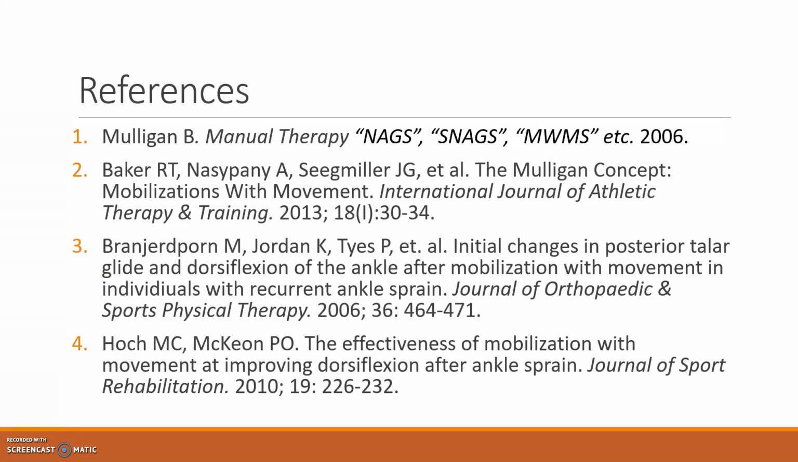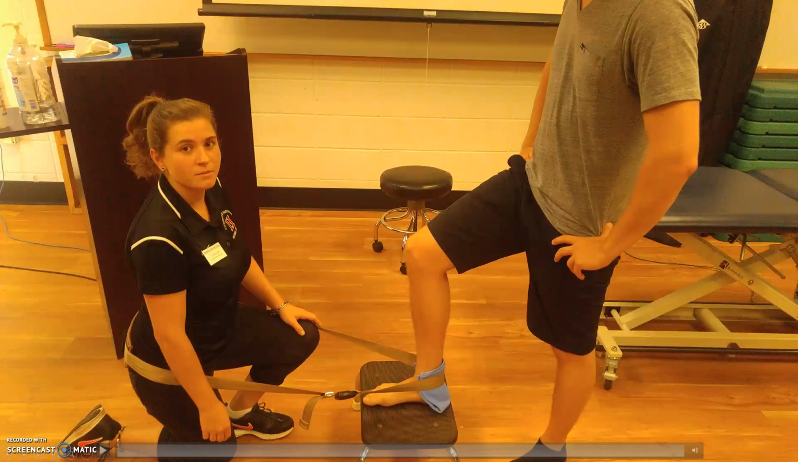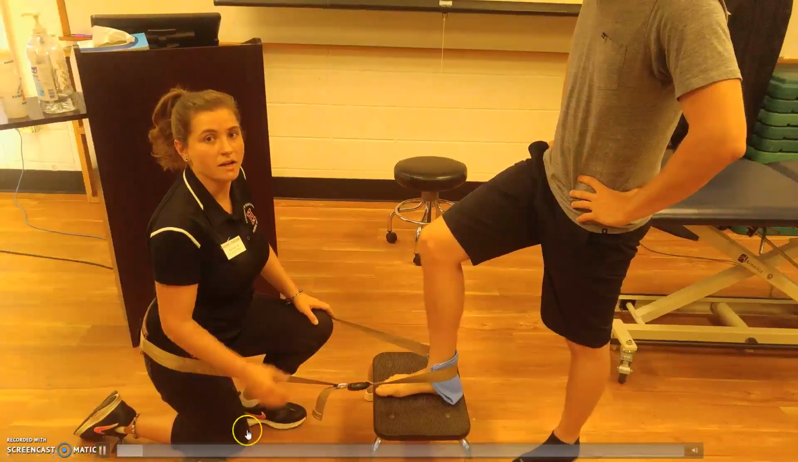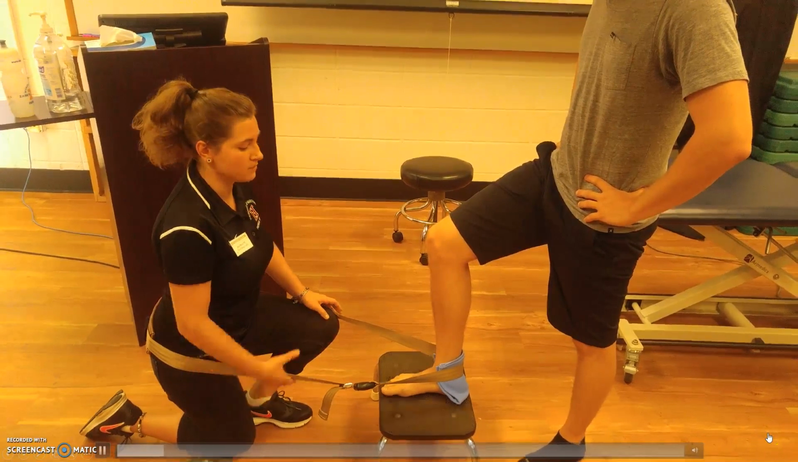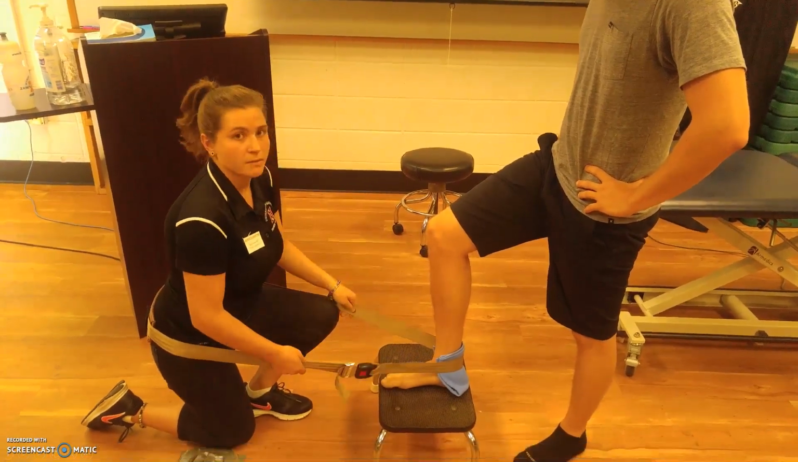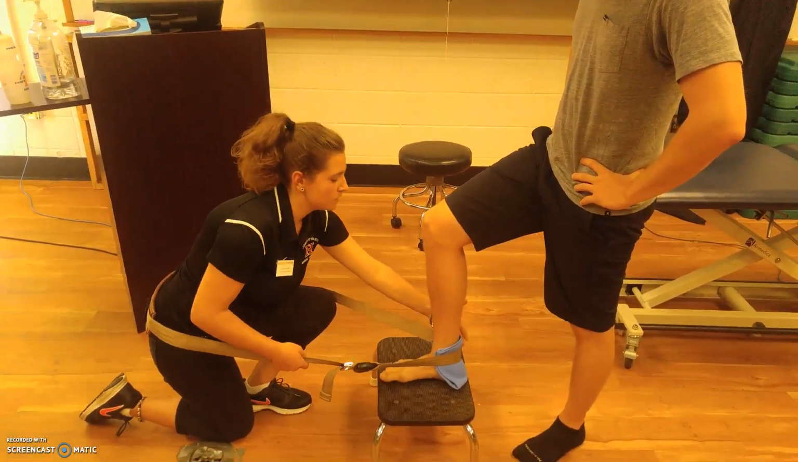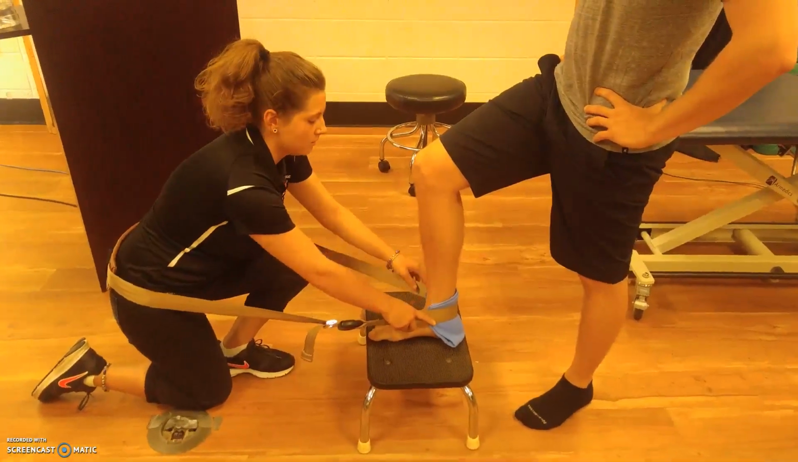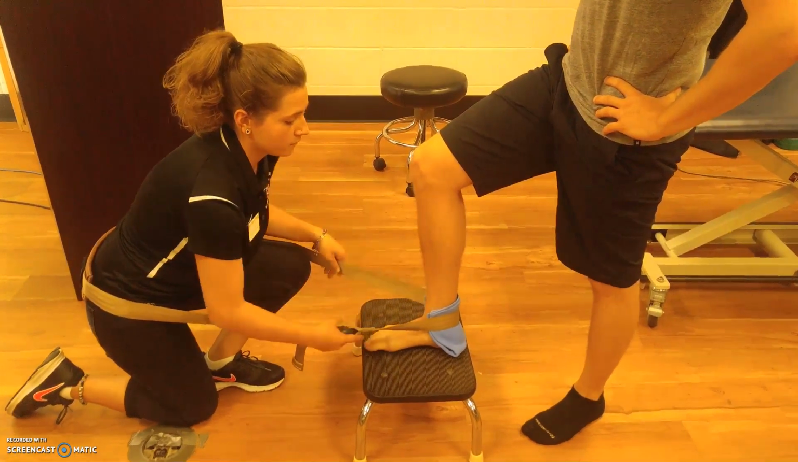These are my references, and here's my video demonstration. Mulligan technique on the ankle to increase dorsiflexion range of motion. So first I would set up the belt around me, and it's going to come around the distal tib of the patient's ankle, and I have a towel here for comfort.